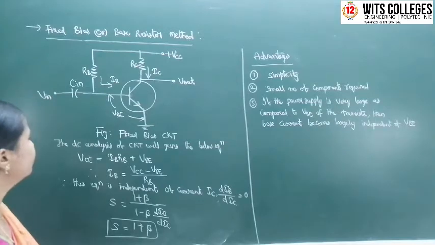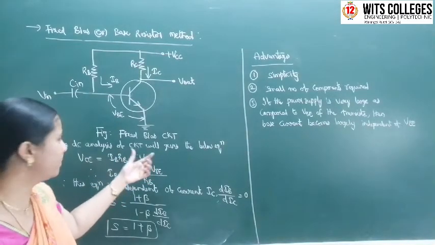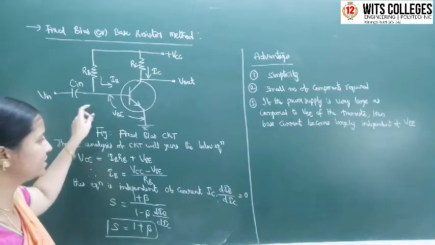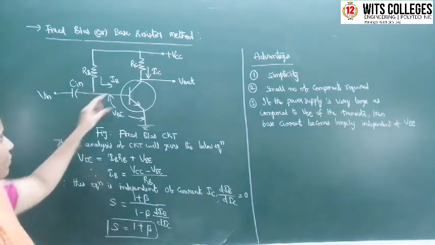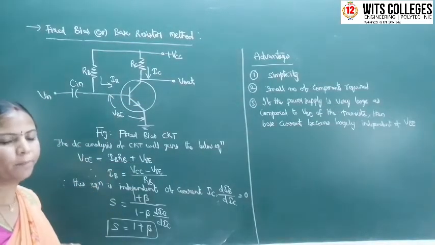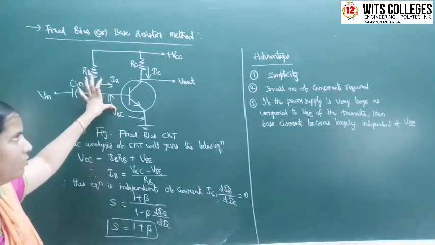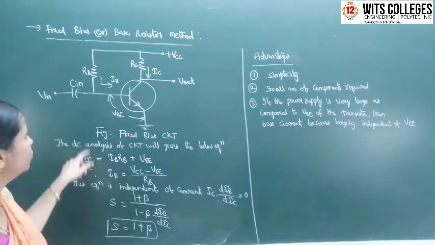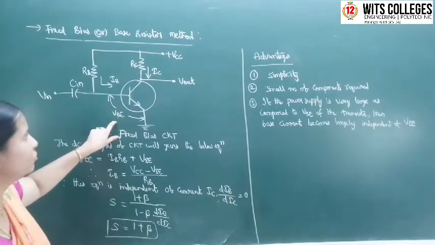If we apply the DC analysis to this circuit, you will get the equation like this: VCC equal to IB RB plus VBE. If you apply Kirchhoff's voltage law to the input circuit, you will get VCC equal to IB RB plus VBE on the input side.